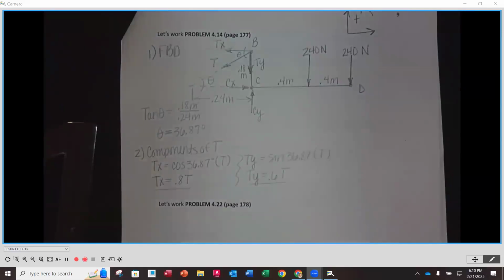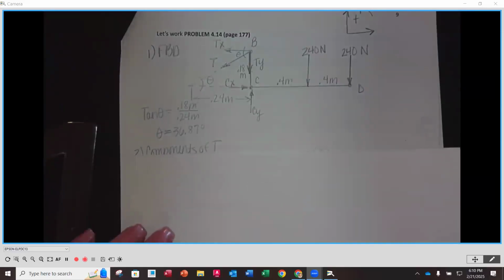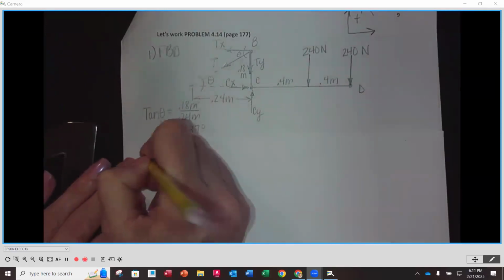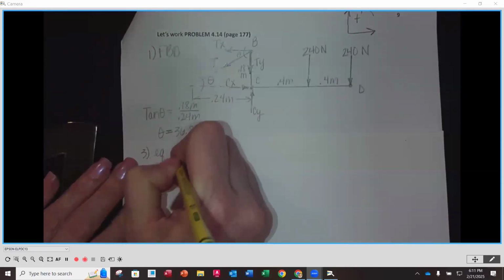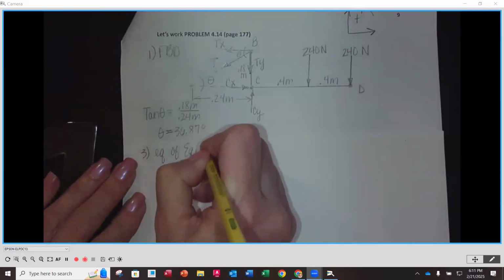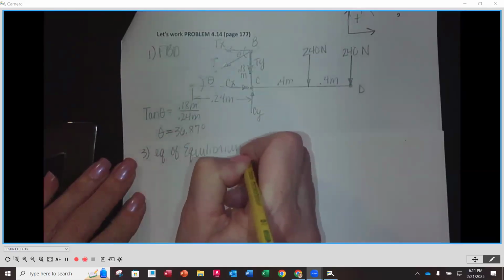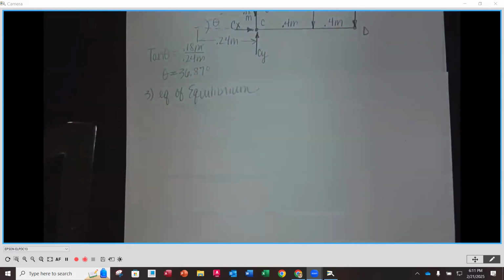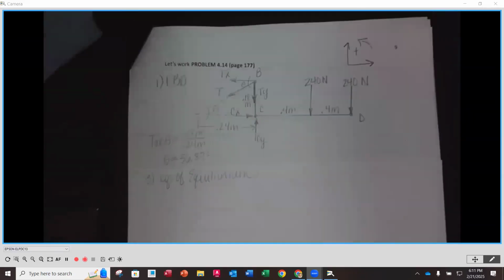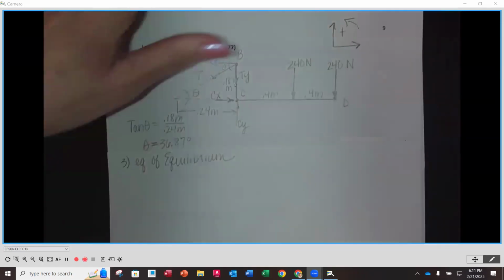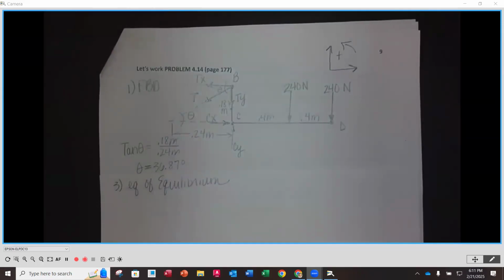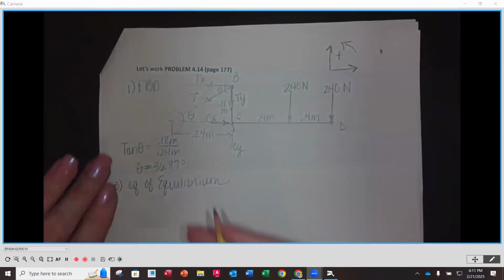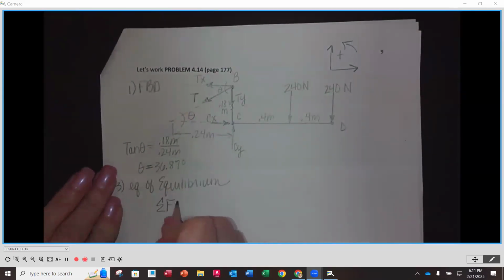So to do that, I'm going to use my equations of equilibrium. So step 3 is going to be equations of equilibrium. Okay. First one, I always tend to start with sum of the forces in the X equal to 0. So that's what I'm going to do here. So sum the forces in the X equal to 0.